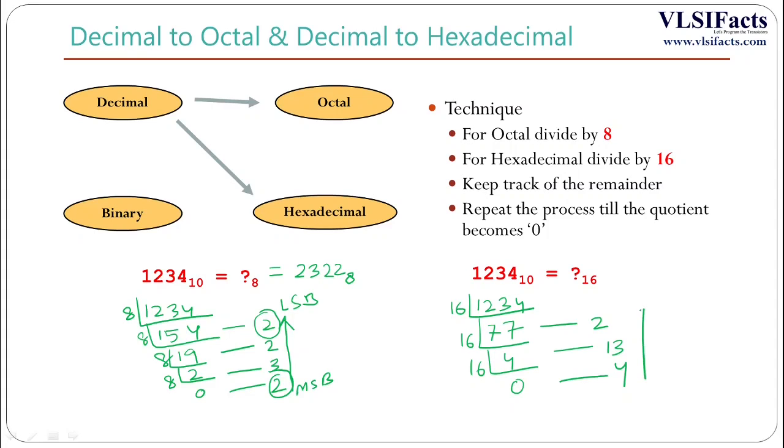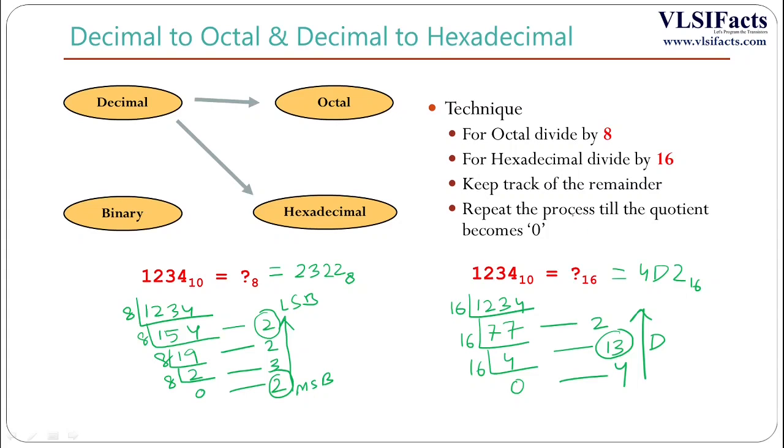Now again we will collect these numbers from bottom to top. In hexadecimal, 13 is written as D. So the final hexadecimal number will be 4D2 in base 16.